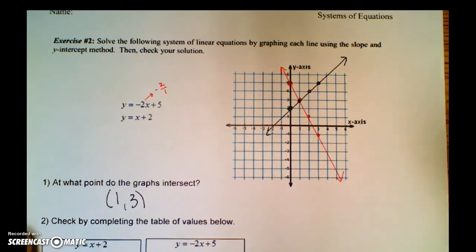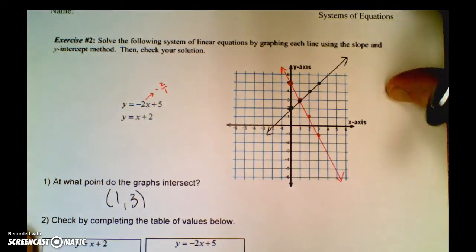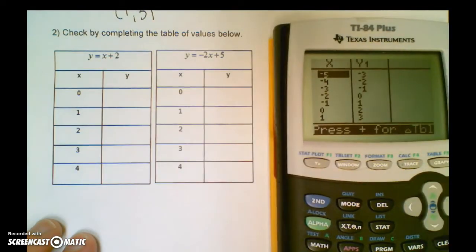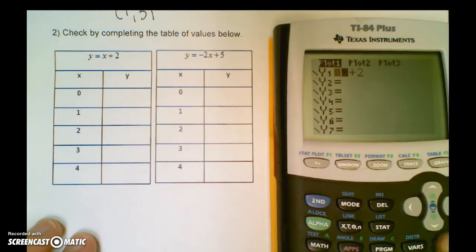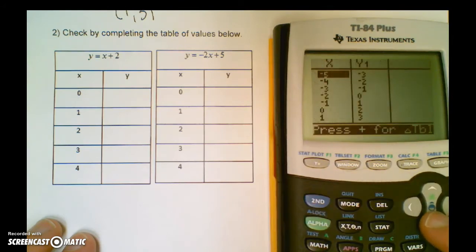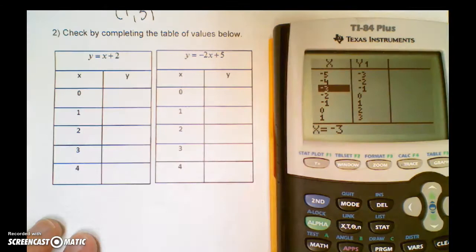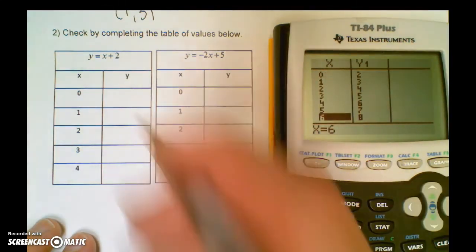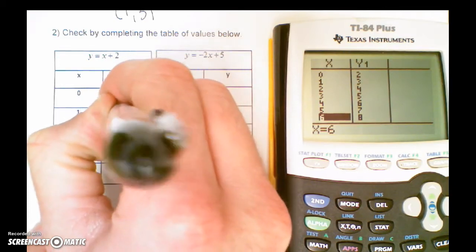You can also use your calculator again to complete the table of values. So I'm going to hit y equals, clear out that equation, and type in the new equation. Second graph, and fill in my values. Notice this table starts at 0, so I'm moving my table to start at 0. So it starts at 2, and then it's going up 1.